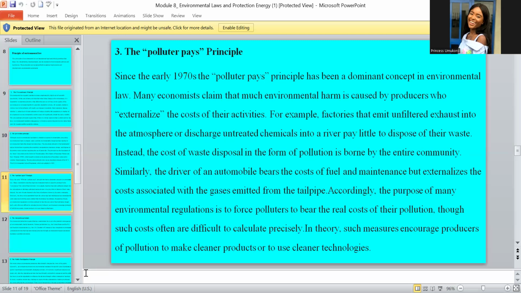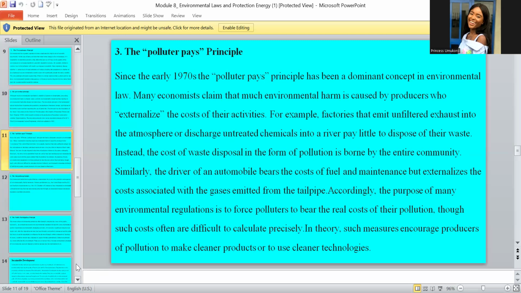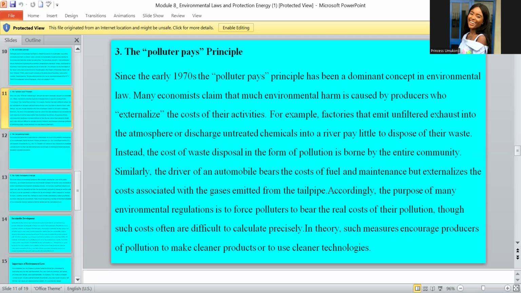We have the polluter pays principle. Since the early 1970s, the polluter pays principle has been a dominant concept in environmental law. Many economists claim that much environmental harm is caused by producers who externalize the cost of their activities. For example, factories that emit unfiltered exhaust into the atmosphere or discharge untreated chemicals into a river pay little to dispose of their waste. Instead, the cost of waste disposal in the form of pollution is borne by the entire community.